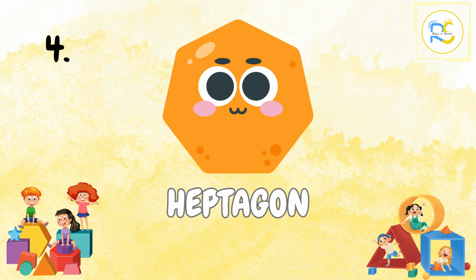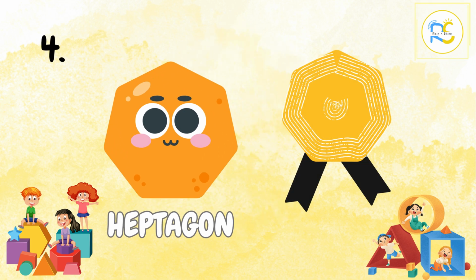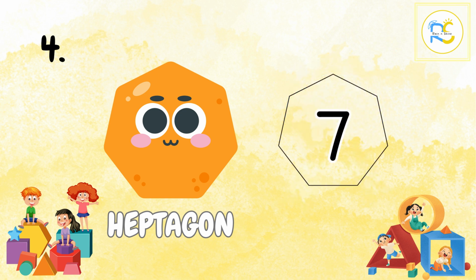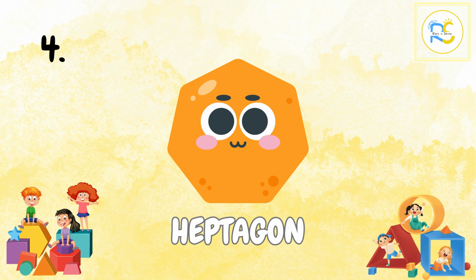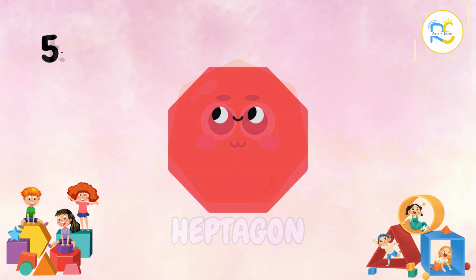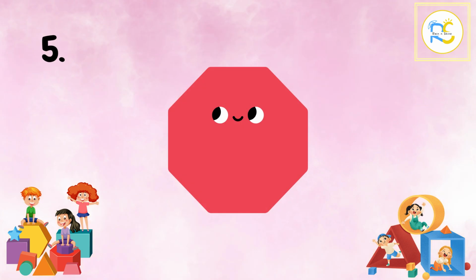Moving on, we have a shape with 7 sides, and this one is called a heptagon. You may not see this one as often, but some coins or badges have a heptagon shape. If you count 7 sides, you are looking at a heptagon. Can you say heptagon? Great job! Now, let's spell it, H-E-P-T-A-G-O-N.